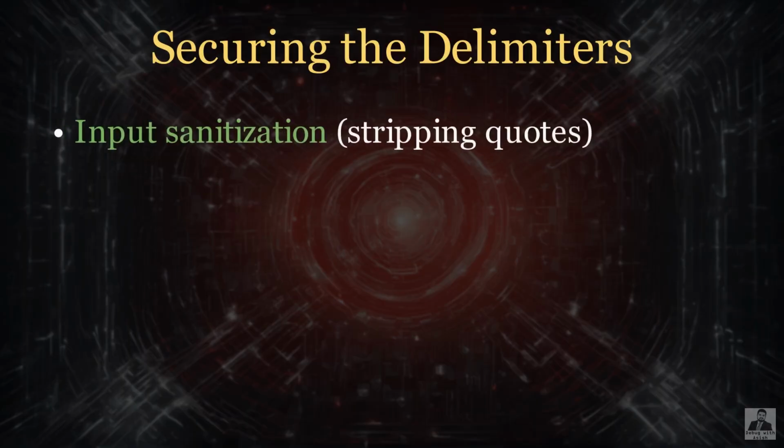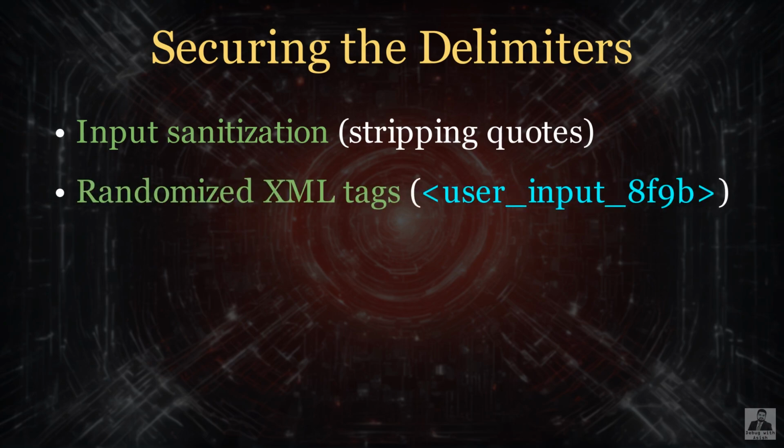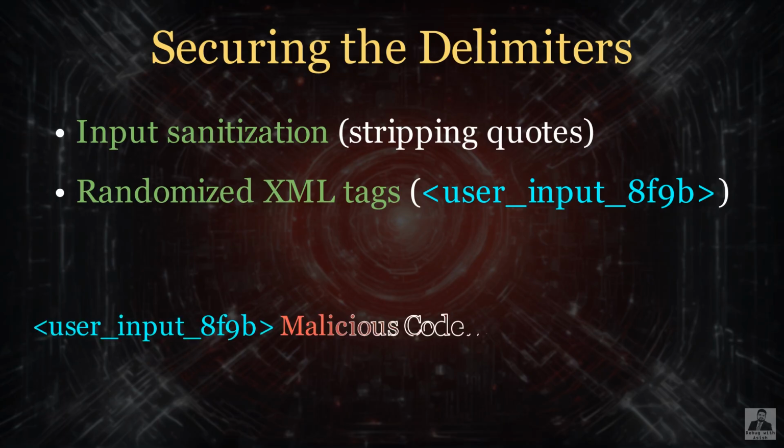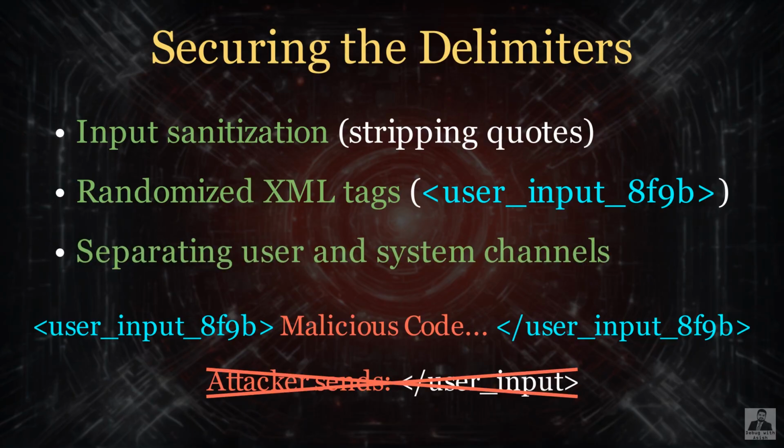So, how do developers patch this? Basic defense involves sanitizing the input by removing raw brackets and quotes before the AI sees them. A more advanced method is using randomized XML tags. Instead of a simple bracket, the developer wraps the input in a tag like "user input," followed by a string of random numbers. Since the attacker cannot guess the random numbers, they cannot forge the closing tag to escape.